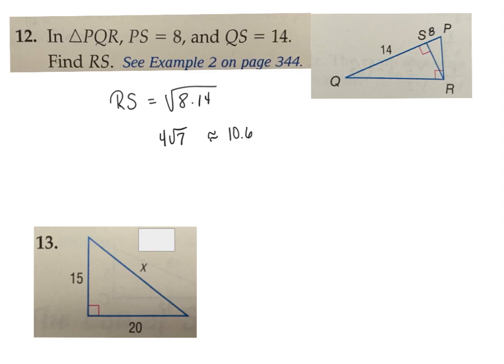In section 2, we covered the Pythagorean Theorem. This is a right triangle. They note that with the right triangle notation there. You have two of the legs and you're solving for the hypotenuse. So you're going to say a squared plus b squared equals c squared. 15 squared is 225. 20 squared is 400. That is 625 equals c squared. C is the square root of 625, which is just 25.